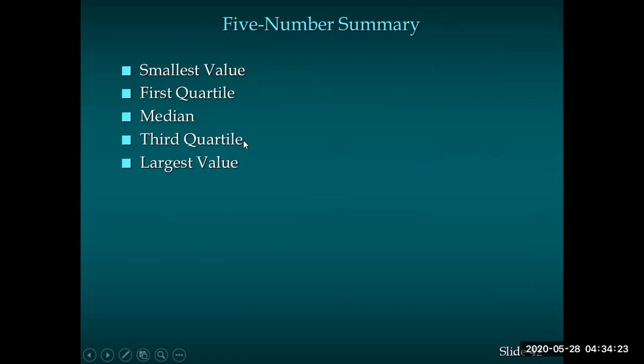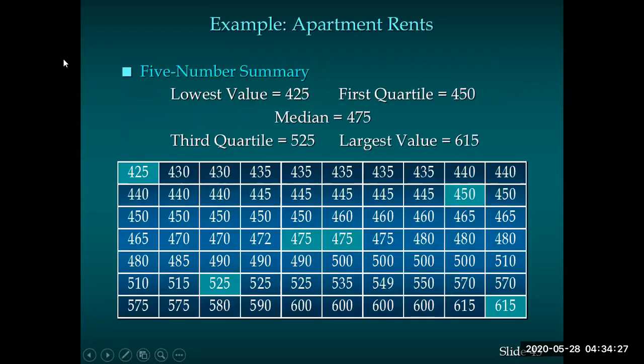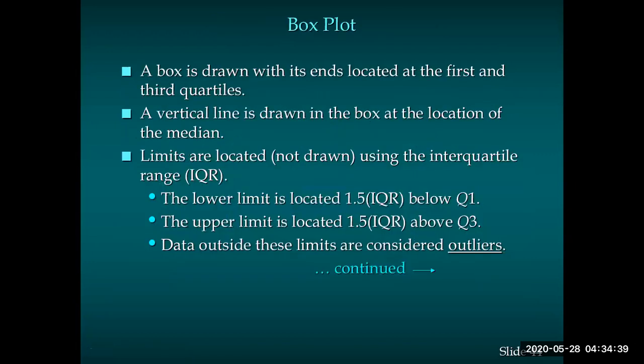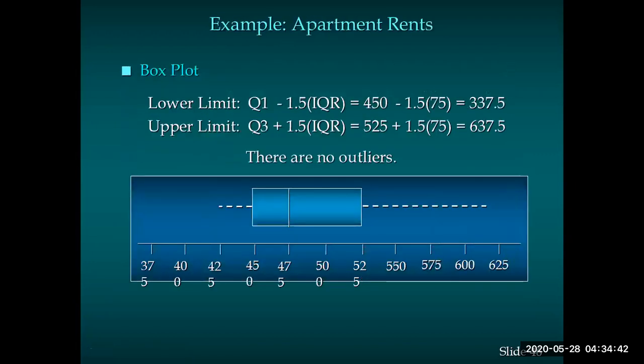So how much is the difference between these two numbers? In our case, the first quartile is 450, and the third quartile is 525. So how much is the difference? 75. So 75 has to be multiplied by 1.5. Once done, it has to be subtracted from Q1, and then it has to be added to Q3.